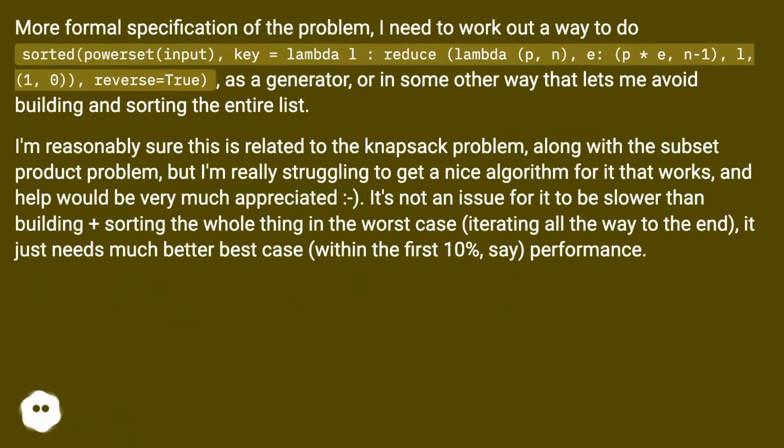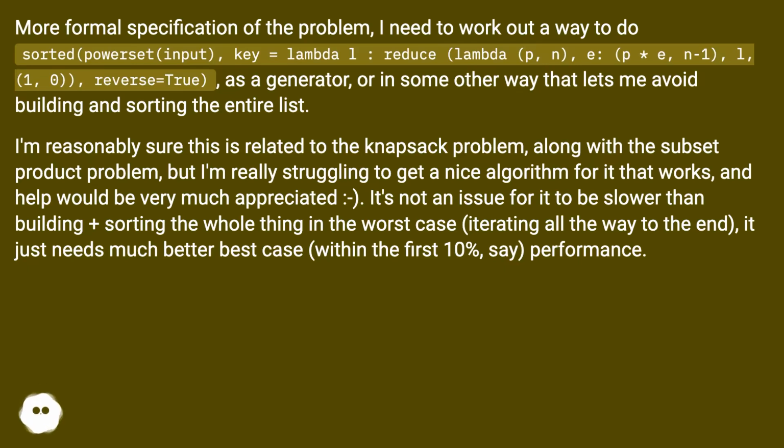More formal specification of the problem, I need to work out a way to do sorted(powerset(input), key=lambda L: reduce(lambda P, E: P * E, L, 1), reverse=True) as a generator, or in some other way that lets me avoid building and sorting the entire list.